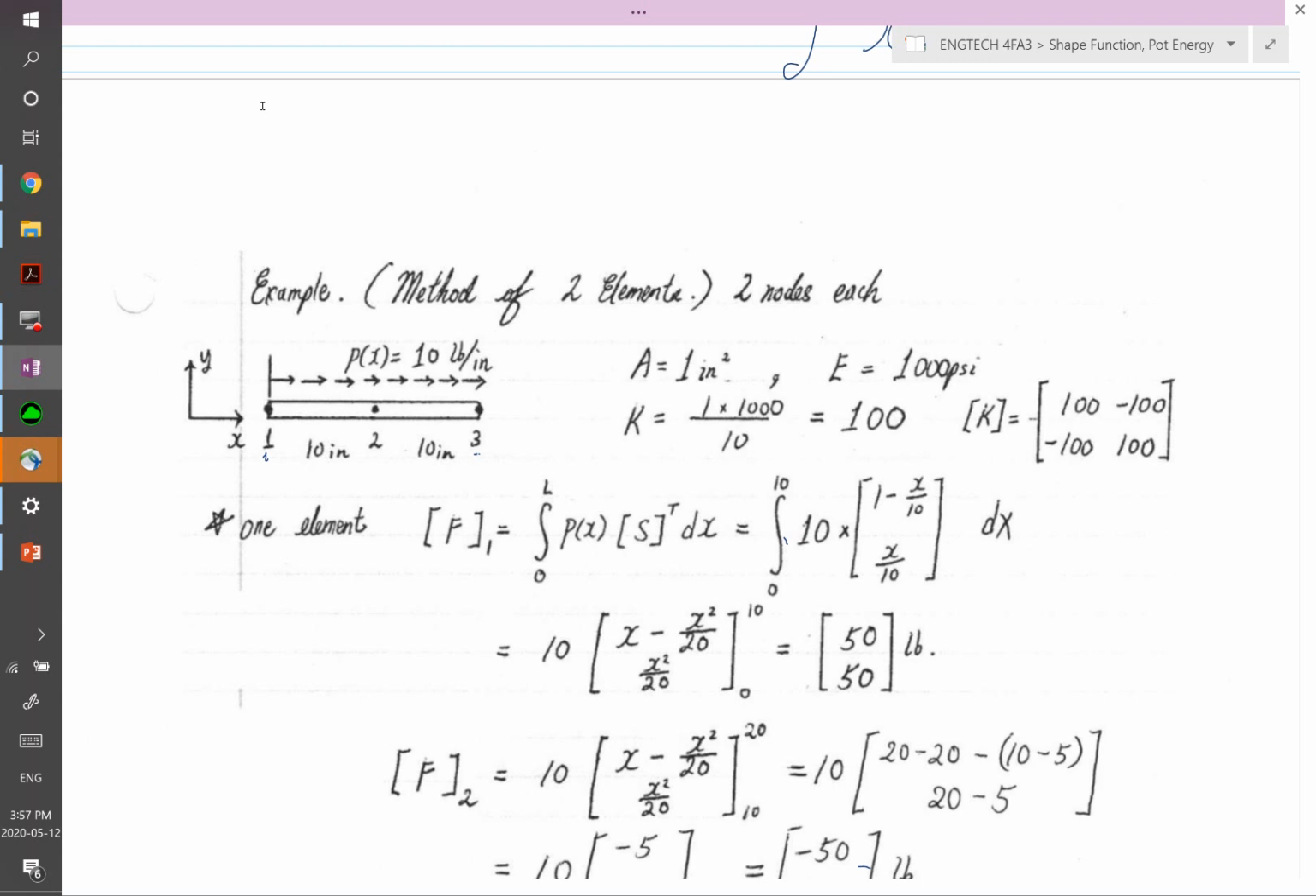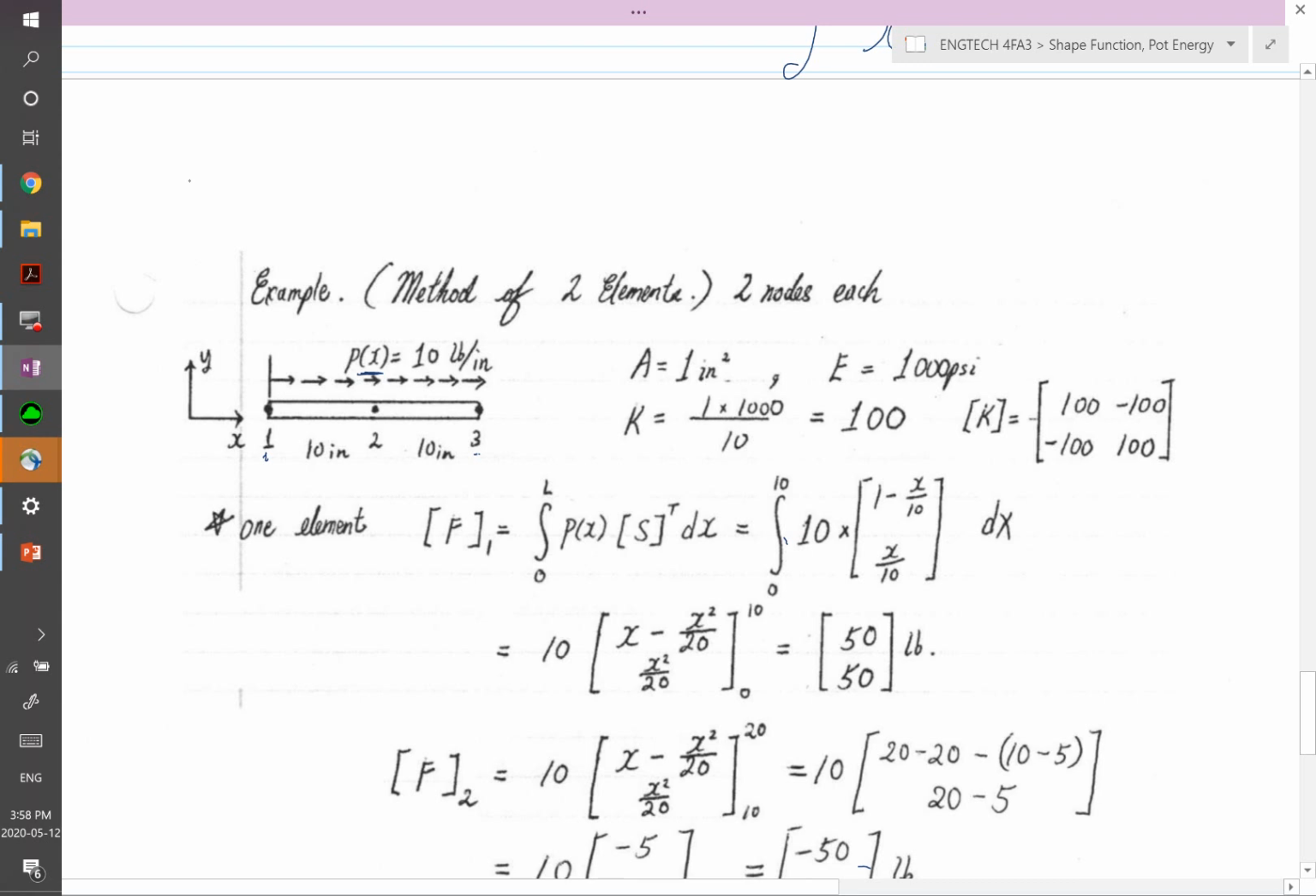Please take a look at the diagram here. We have a rod attached to the wall, and there's a force acting on it. Please pay attention. Previously, what we learned is a force acting on the node only. But right now, we have a force acting along the rod, and the force acting on it is a function of x.